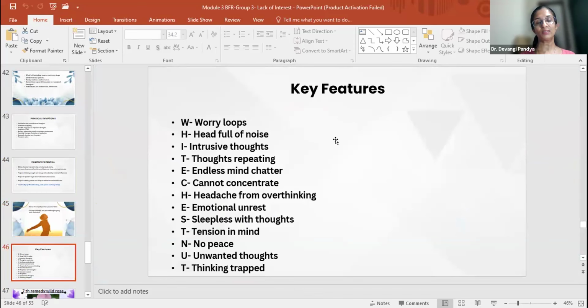Worry loops means constant worries because of thoughts, constant anxiety and worry. There would be a lot of noise in their head, though they are unable to stop it. Intrusive thoughts, repetitive thoughts, endless mind chatter, no concentration. Again, the headache from overthinking, emotional imbalance, sleeplessness, tension in the mind, no peace, unpaid thought, and very much trapped in that thinking.